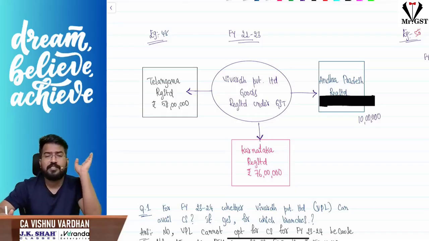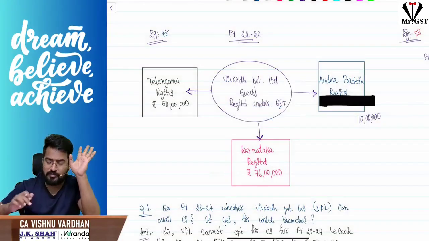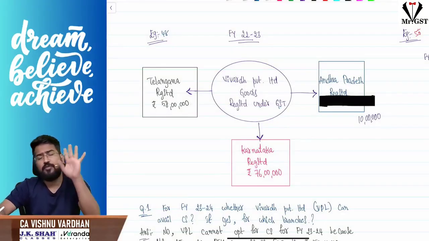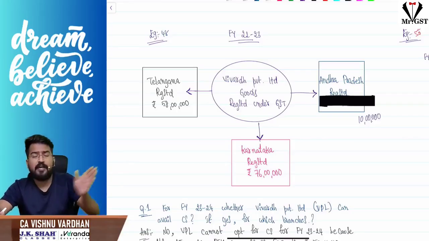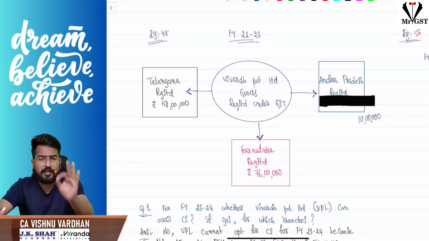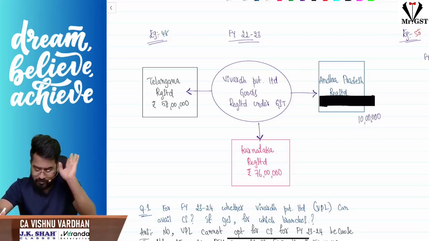Here, if it is not exceeding 150 lakhs, then all the branches having multiple registrations are eligible for composition scheme. So what they should do: every branch should go for composition scheme if they want, or every branch should follow the normal scheme. It is not like in Telangana I will go for composition scheme, in Andhra I will go for normal scheme, or in Karnataka I will go for composition scheme. Like that you cannot do. Either all branches go for composition scheme or all the branches go for normal scheme. That is very important for you.